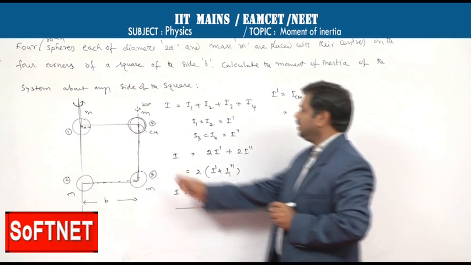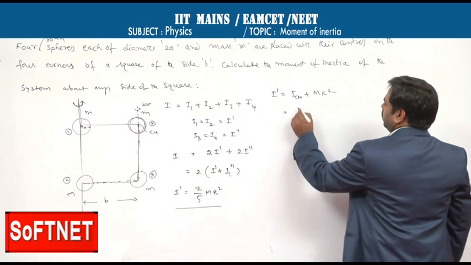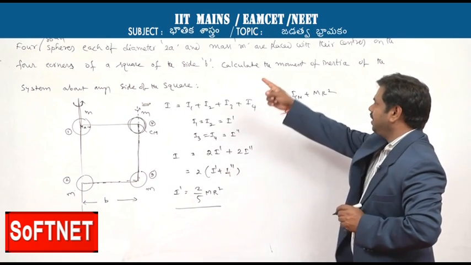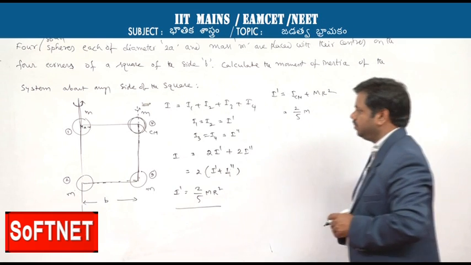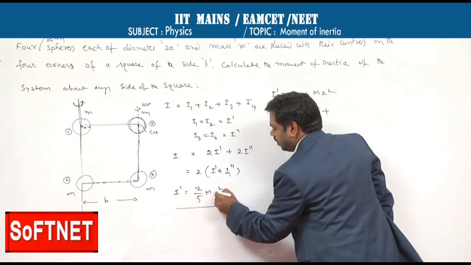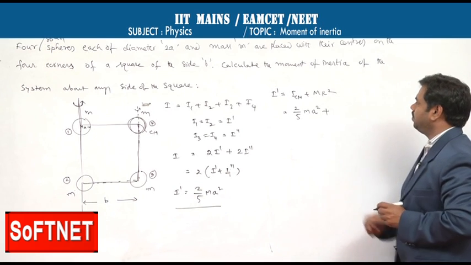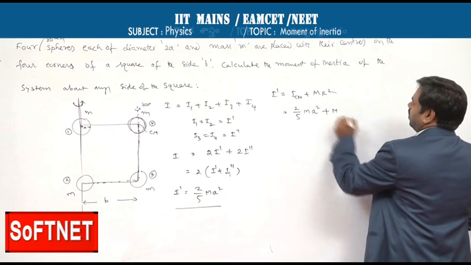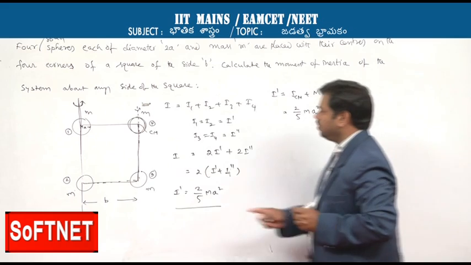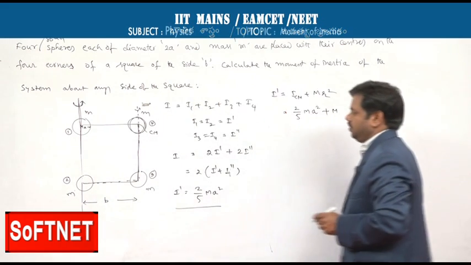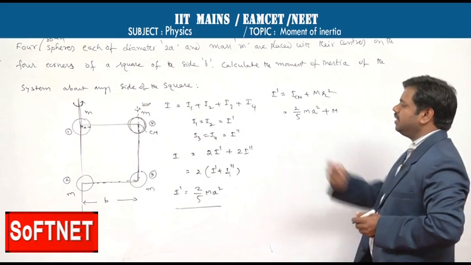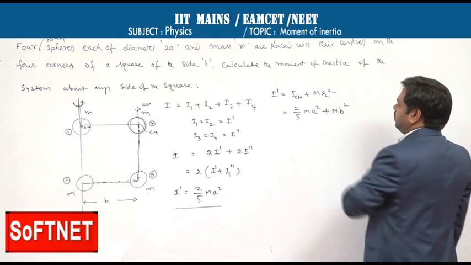ICM about its own axis is equal to 2 by 5 mr square. Here the diameter of the sphere is given as a, that is, the radius is given as small a to you, and hence 2 by 5 m a square plus m r square, m the mass of the body, into capital R. Here capital R, or you can say small r, is equal to the perpendicular distance between the two parallel axes. Here the perpendicular distance between the two parallel axes is equal to b, given, which is nothing but the side of the square. So we can write m b square.